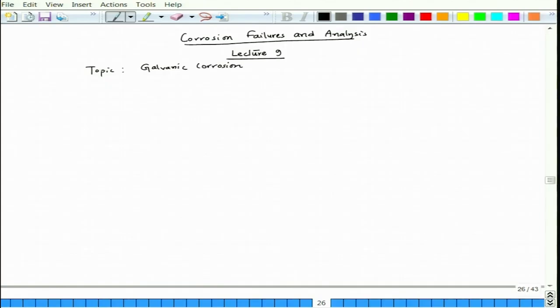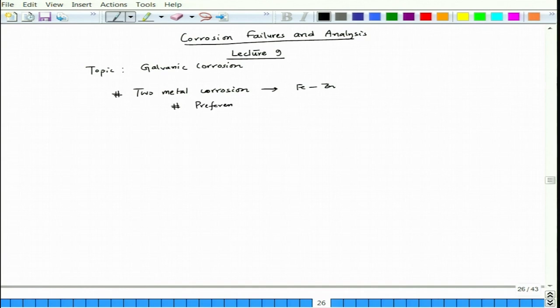Now, in case of galvanic corrosion, it is basically defined as two metal corrosion. And one example we have provided is iron and zinc, and we have seen a couple of observations.